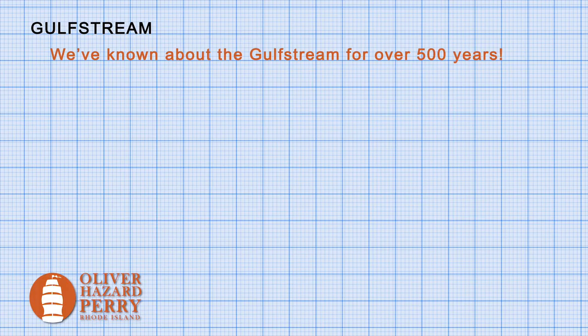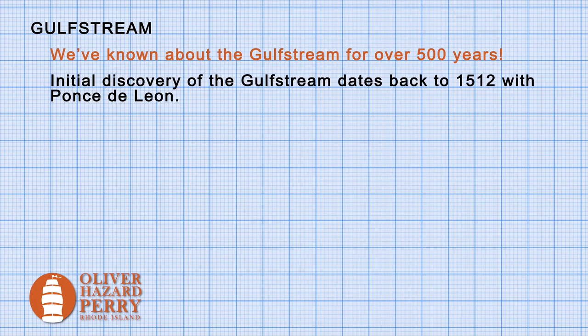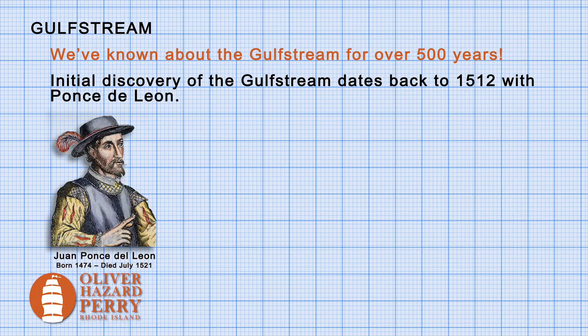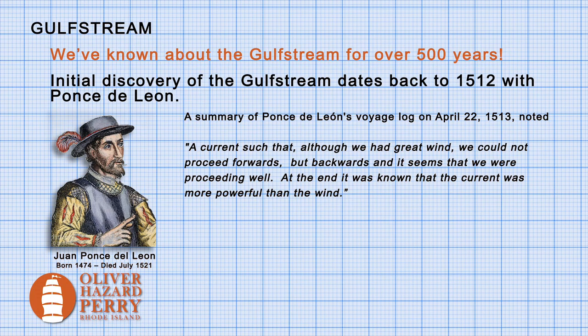We've actually known about the Gulf Stream for more than 500 years. European discovery of the Gulf Stream dates back to 1512, the expedition of Ponce de Leon. A summary of Ponce de Leon's voyage log on April 22, 1513 actually notes a current such that although we had great wind, we could not proceed forward, but backwards, and it seems that we were proceeding well. At the end, it was known that the current was more powerful than the wind.